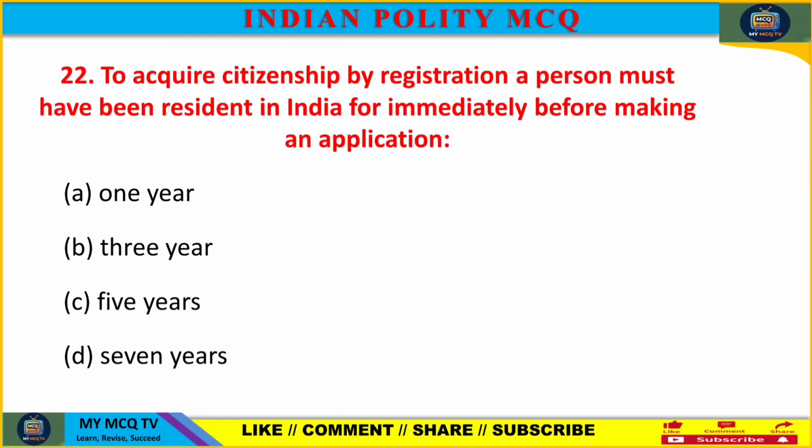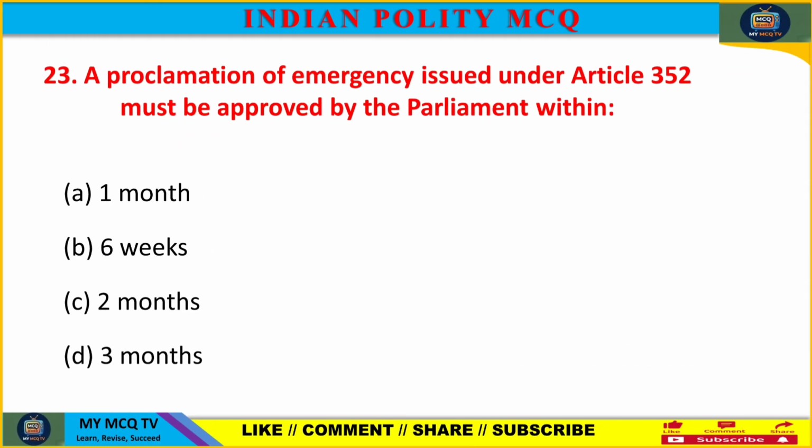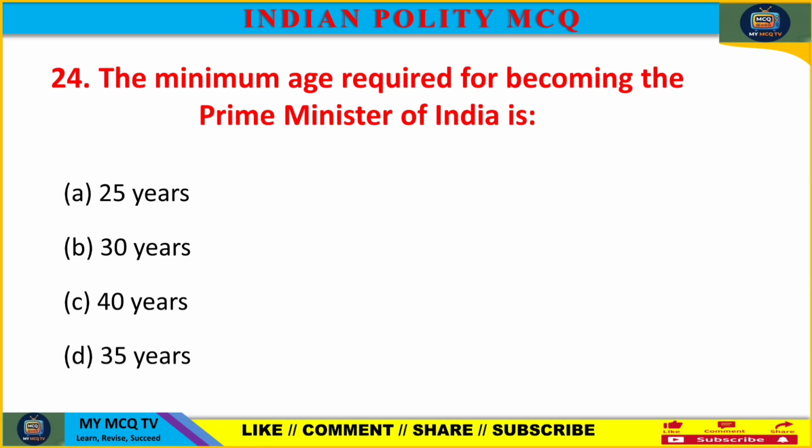To acquire citizenship by registration, a person must have been resident in India for immediately before making an application. Correct answer. D. 7 years. A proclamation of emergency issued under Article 352 must be approved by the Parliament within. Correct answer. A. 1 month. The minimum age required for becoming the Prime Minister of India is.